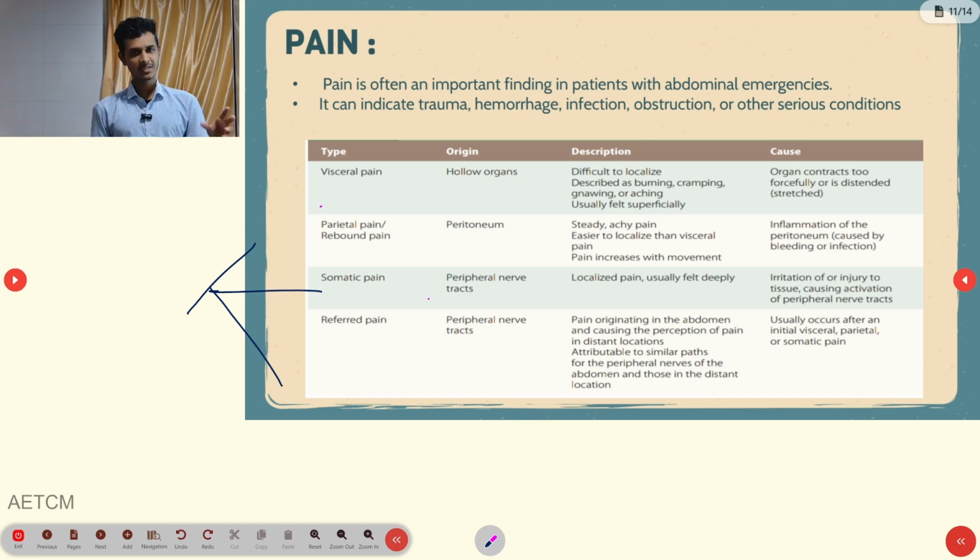Referred pain, as the name itself suggests. Here also any inflammation or damage in the peripheral nerve tract can cause referred pain. For example, the pathology will be in one area but the pain will be felt in another area. That is called referred pain. For example, in cholecystitis, or inflammation of the gallbladder, the person may have referred pain at the right shoulder. The pathology is in one area, but the person feels the pain in another area. That is called referred pain.